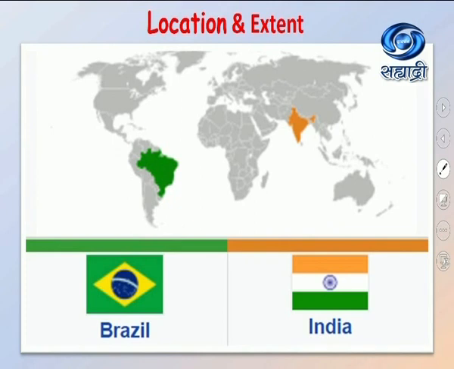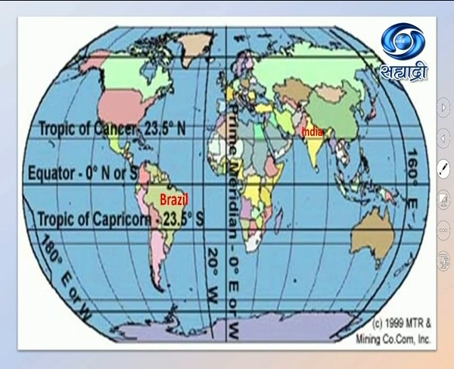So here we see Brazil is located in a different continent in South America, whereas India is located in Asia. So this is what we have seen where they locate. Now let's see the proper location of these two countries. Let's talk about Brazil. Brazil is located to the left of the prime meridian. That means it is in the western hemisphere, right?